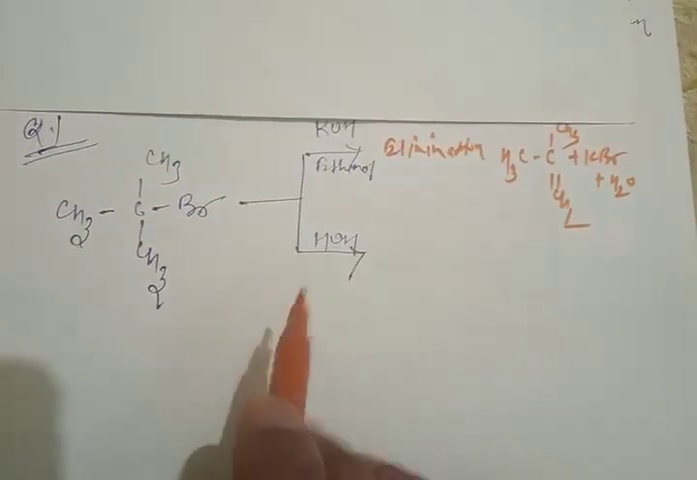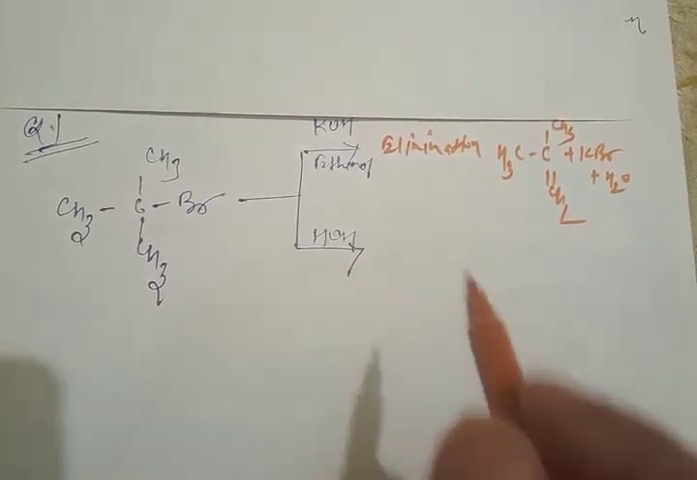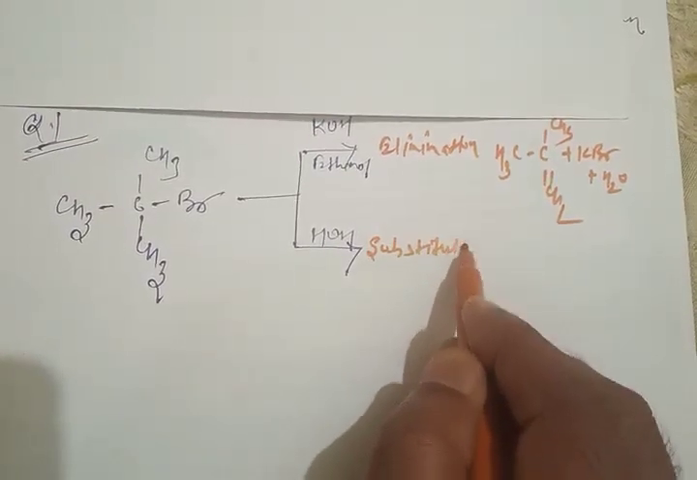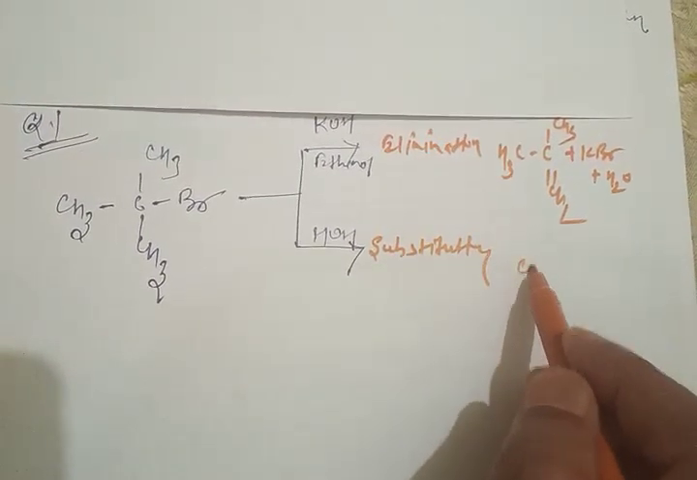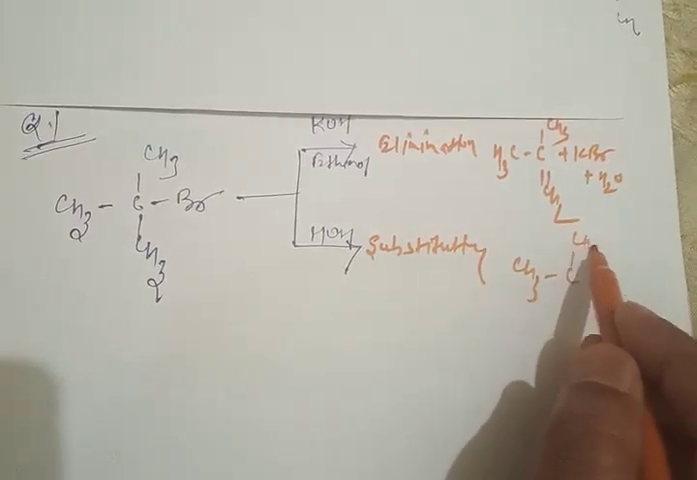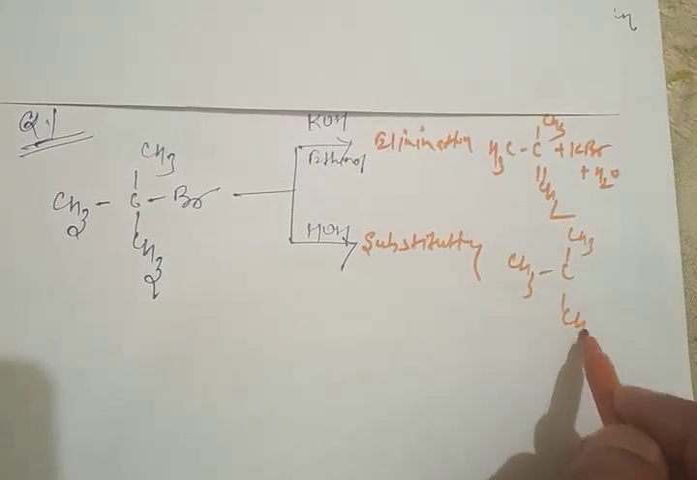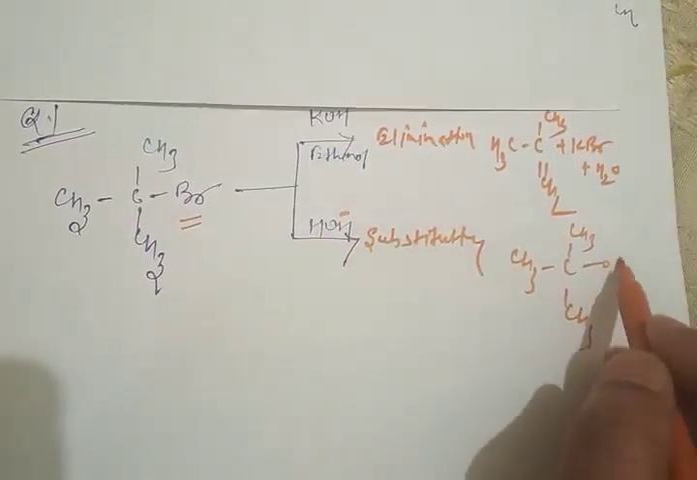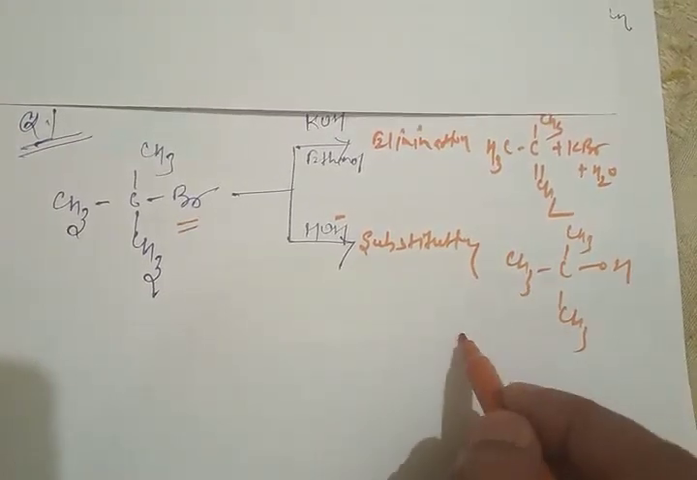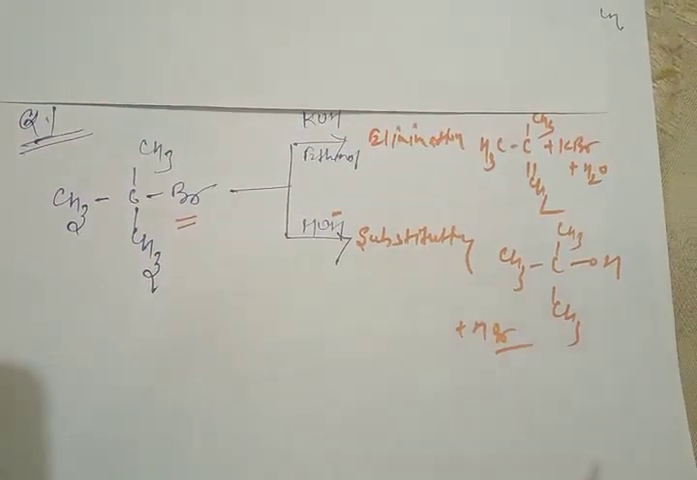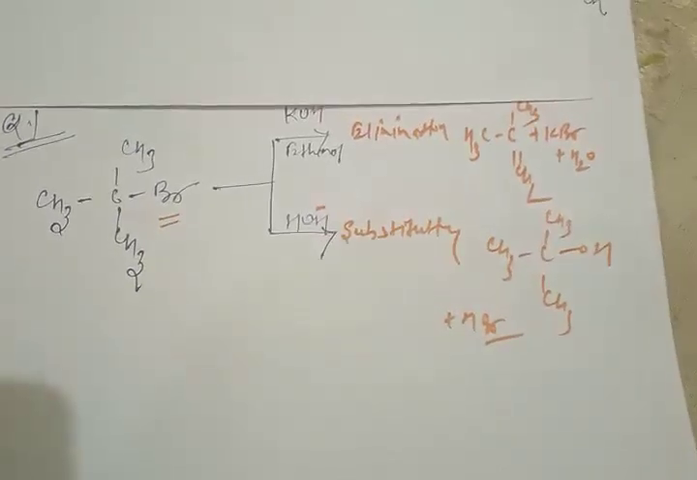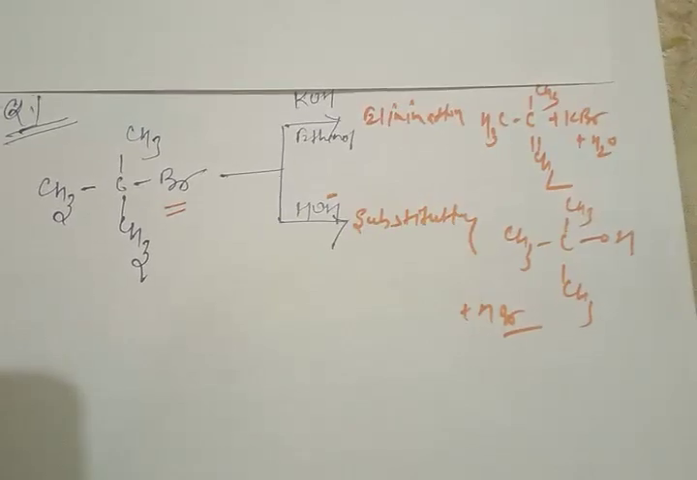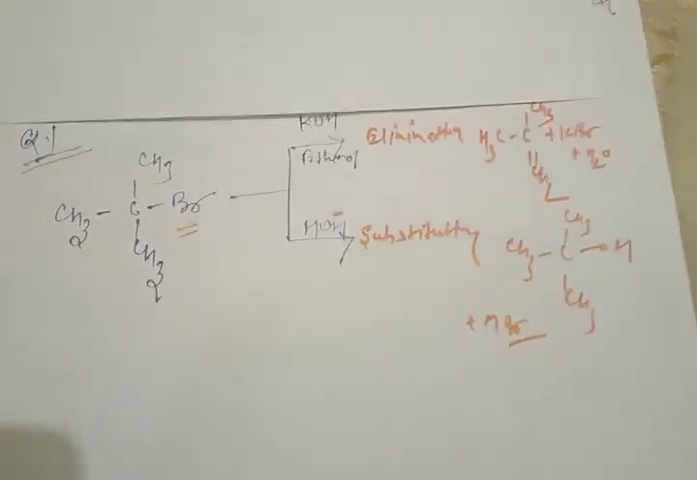And this is HOH, a weaker nucleophile, so this will give you simply a substitution. So here we will get CH3, C, CH3, CH3, and this one is a nucleophile, so here OH, and HBr. So very simple, no rocket science, nothing else, and most of you are able to answer this question. So thank you so much.